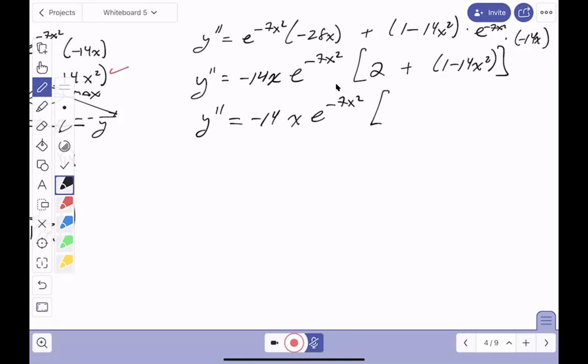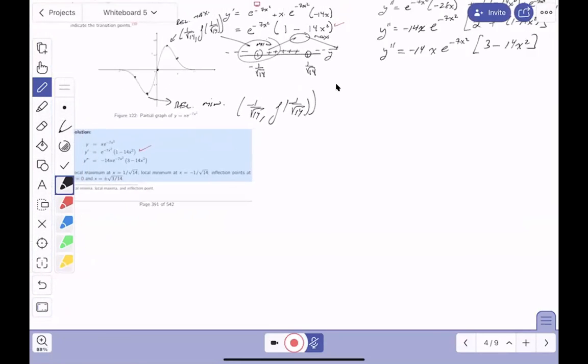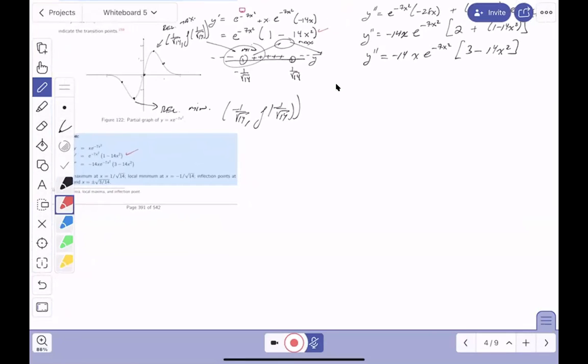It's nice if you use it, by the way. This is going to be 3 minus 14x squared. I want to look back over the key. Certainly, and someone says, why do you do that? I'm encouraging you to do that. I'm the one who wrote the key, by the way. So minus 14x e to the minus 7x squared. Wow, we got that right.